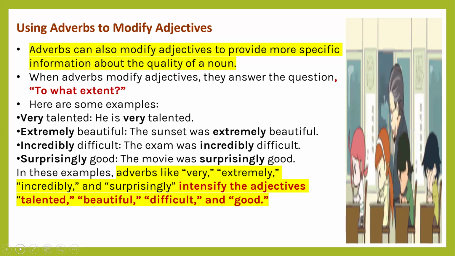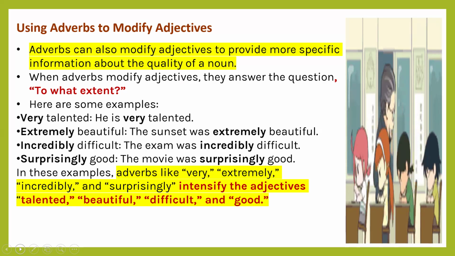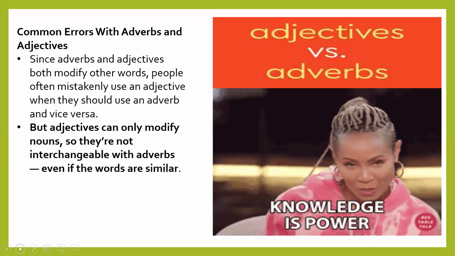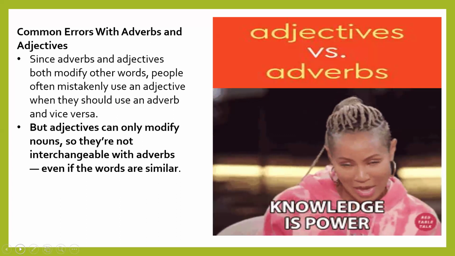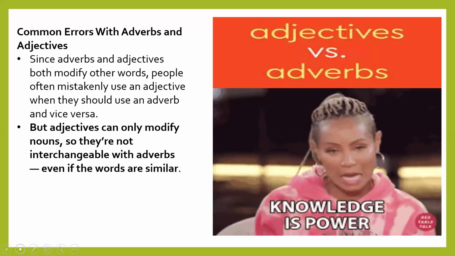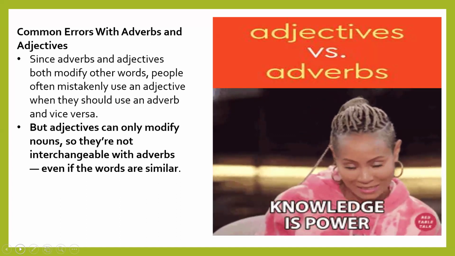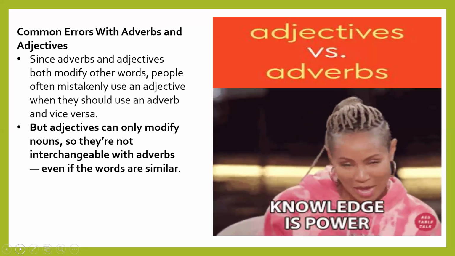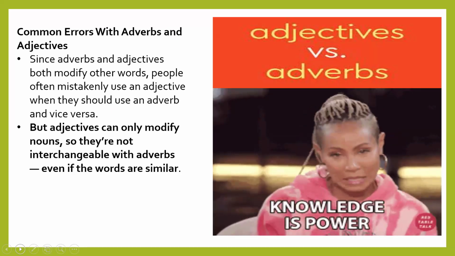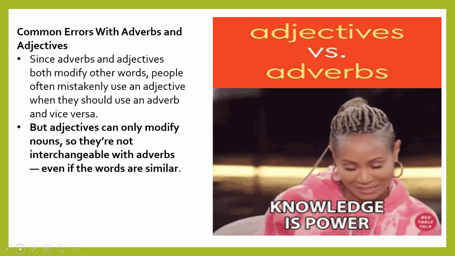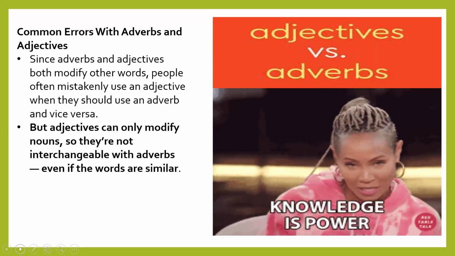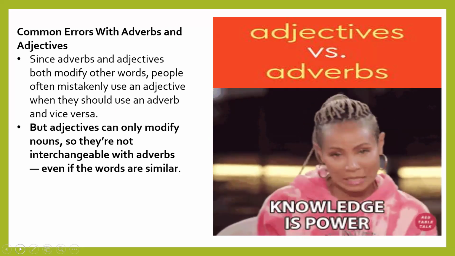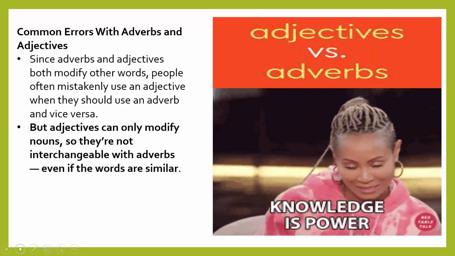Adverbs are used to modify adjectives and help in answering the question, to what extent. Common errors with adverbs and adjectives: since adverbs and adjectives both modify other words, they act as modifiers. People often mistakenly use an adjective when they should use an adverb, and vice versa. But adjectives can only modify nouns or pronouns, so they are not interchangeable with adverbs, even if the words are similar.